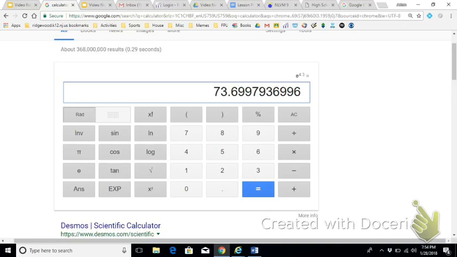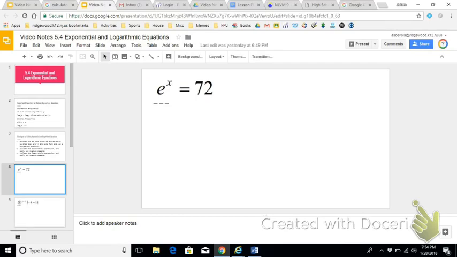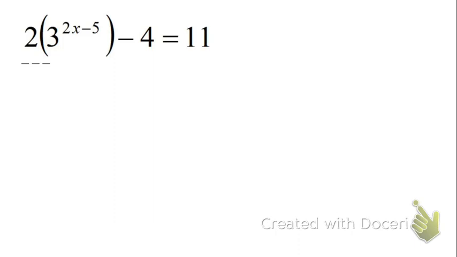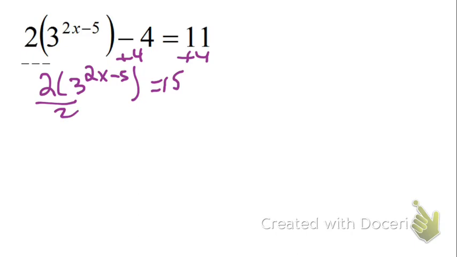Alright, so let us try another one. So we've got now one where the exponent is not isolated, so we have to isolate it. So we're going to do sad MEP, poor little MEP. Whenever we isolate a variable, we're going to do reverse PEMDAS. So that means add or subtract first. So we're going to add and subtract 4 to both sides. Okay, so that gives us 2 in parentheses, 3 to the 2x minus 5 power, equals 15. Then we're going to divide both sides by 2. So we get 3 to the 2x minus 5 power equals 7.5.